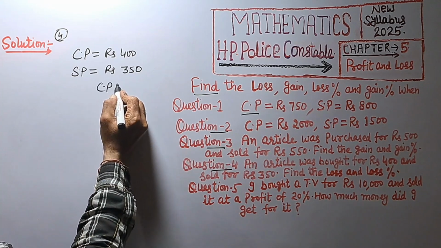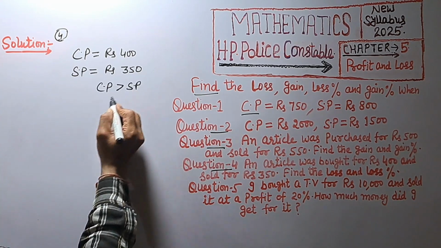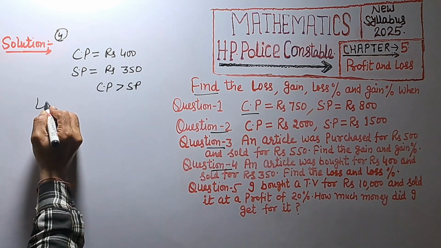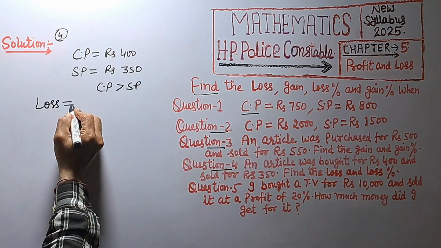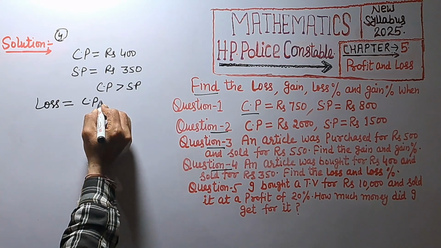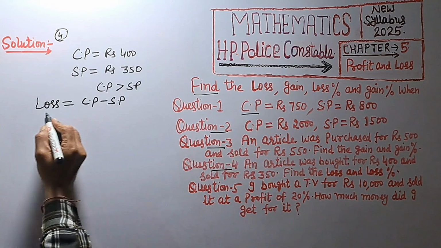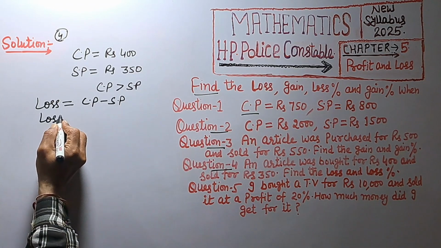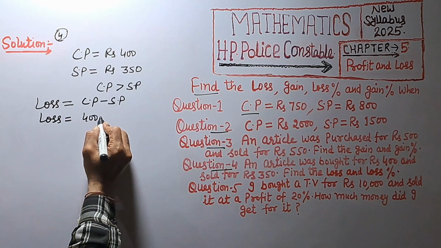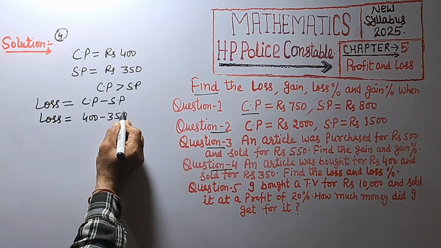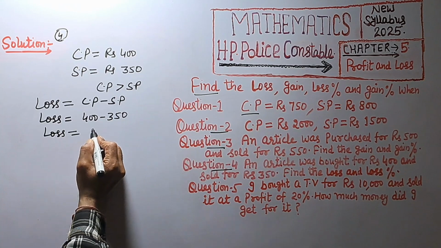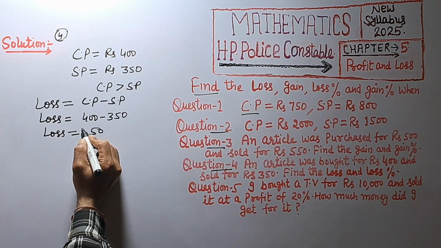When cost price is greater than selling price, then we get loss. That is CP minus SP. Loss equal to 400 minus 350. Loss equal to 50 rupees.